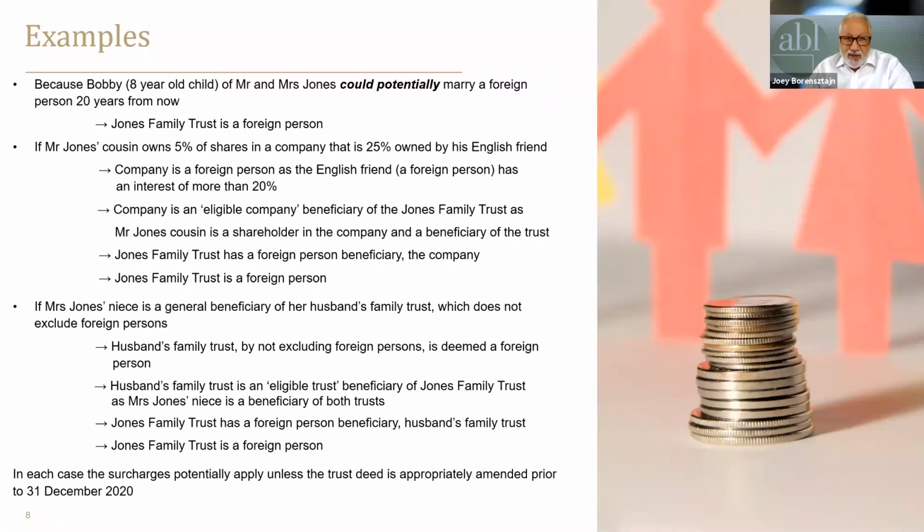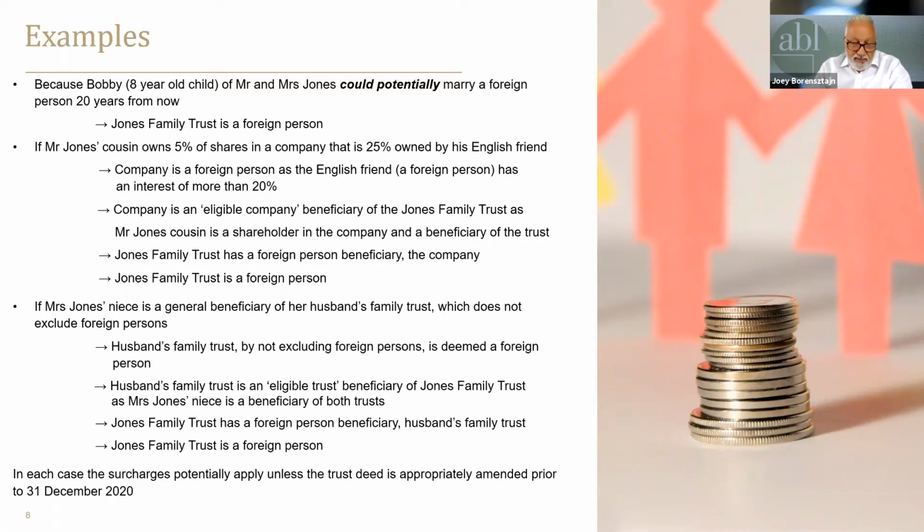If Mr. Jones' cousin owns 5% of the shares in a company that's 25% owned by his English friend, the company will be a foreign person because the English person has an interest of more than 20%. I'll get into this detail later in the presentation. The company is therefore an eligible company beneficiary of the Jones Family Trust, as Mr. Jones' cousin is a shareholder in the company and also a beneficiary of this trust. Therefore, the Jones Family Trust has a foreign person beneficiary, namely the company, and therefore the Jones Family Trust is a foreign person.